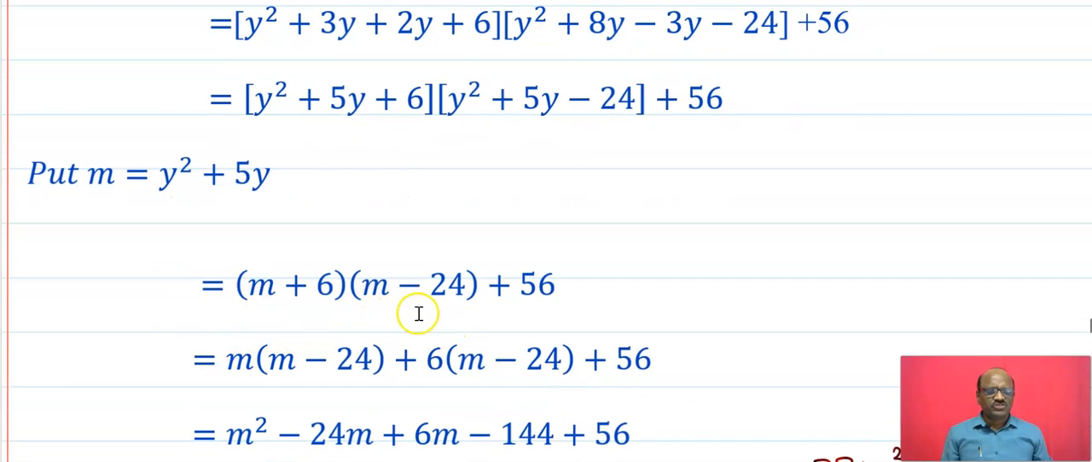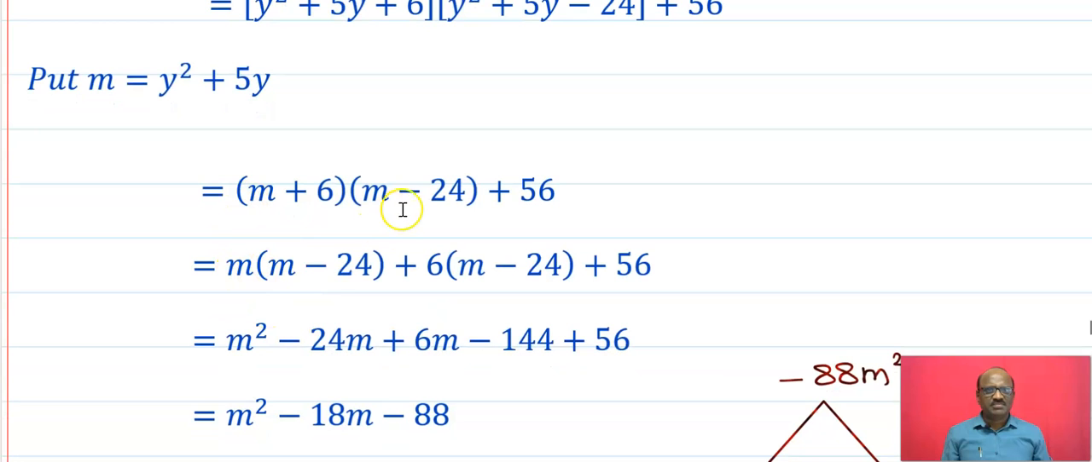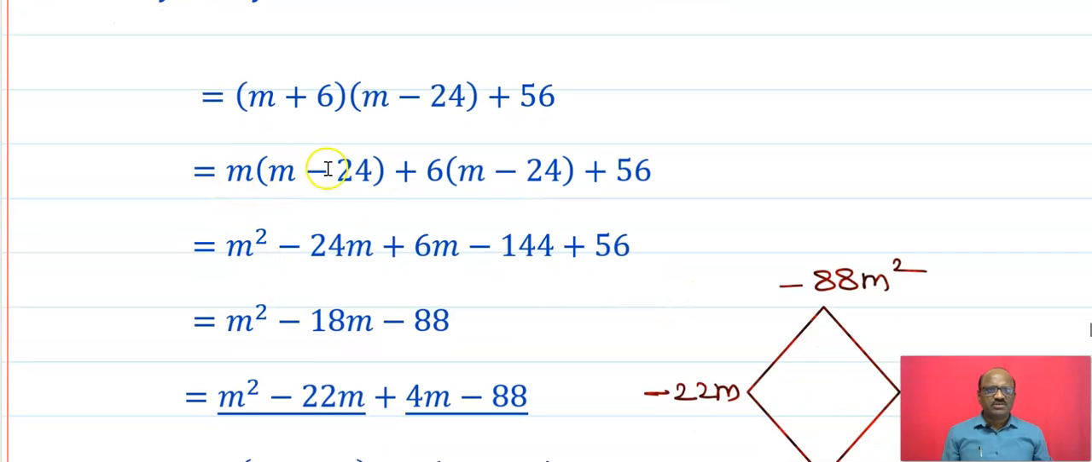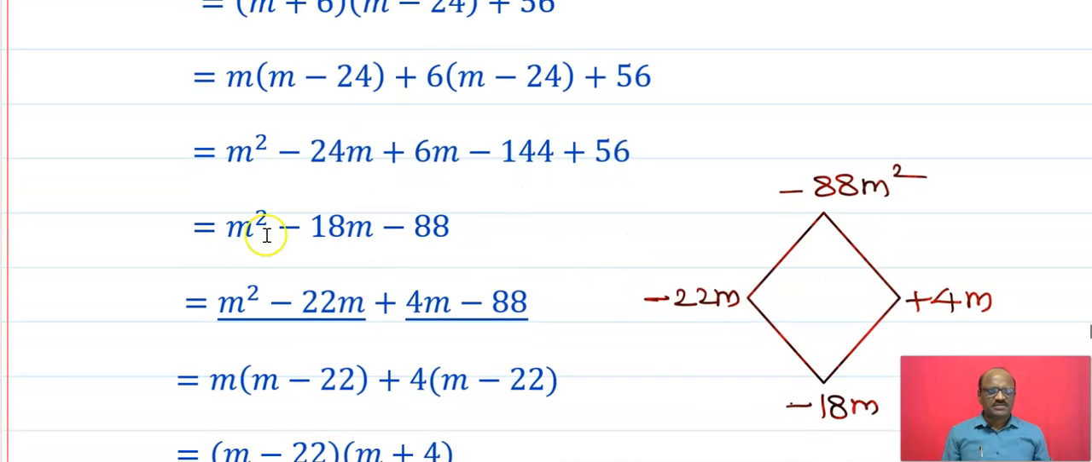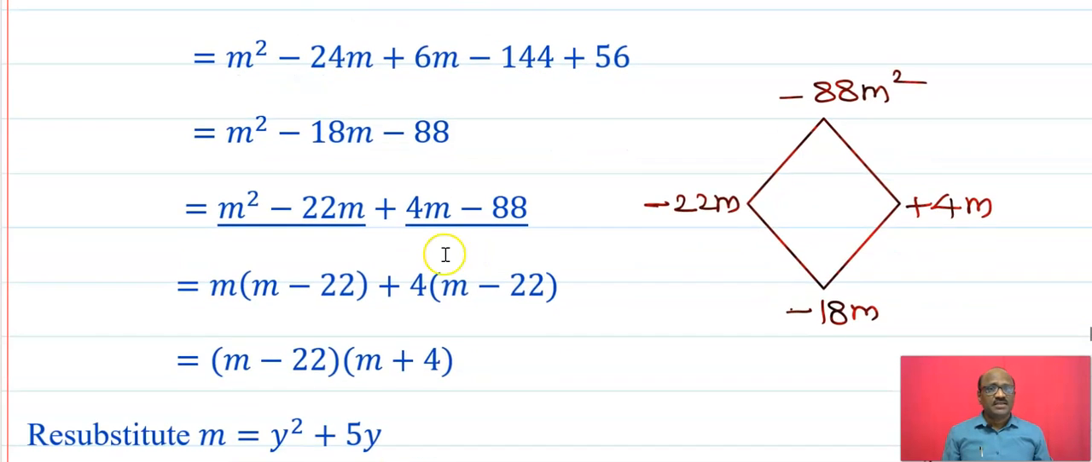Again the product of these two brackets. That is m in bracket m minus 24, 6 in bracket m minus 24, plus 56. Then you will get m square minus 24m plus 6m minus 144 plus 56. And overall you will get m square minus 18m minus 144 plus 56. That is m square minus 18m minus 88. Now what are the factors? Now see the product: minus 88 m square.